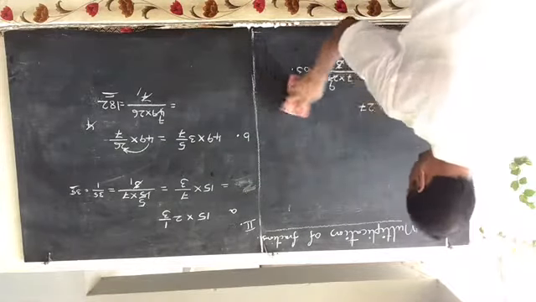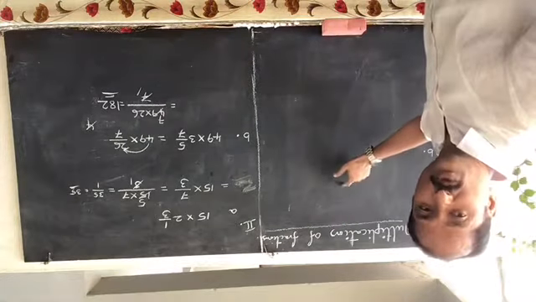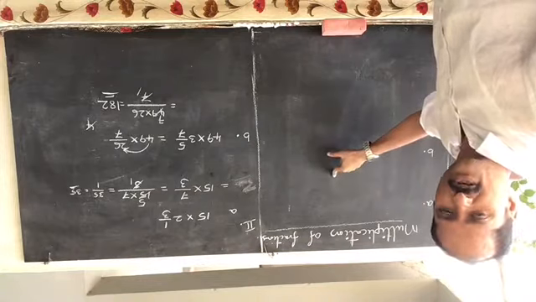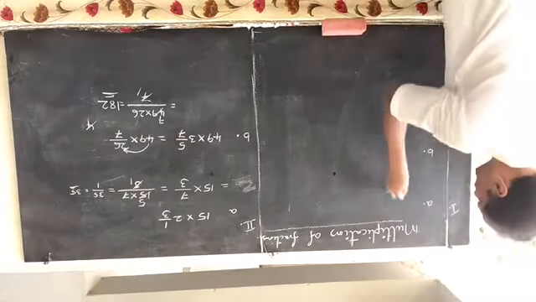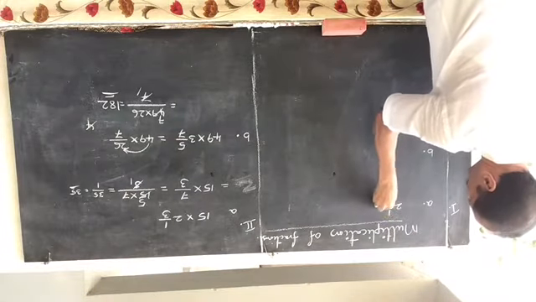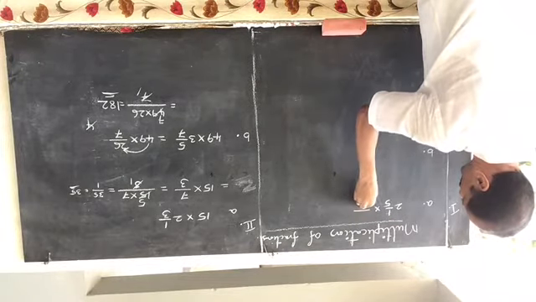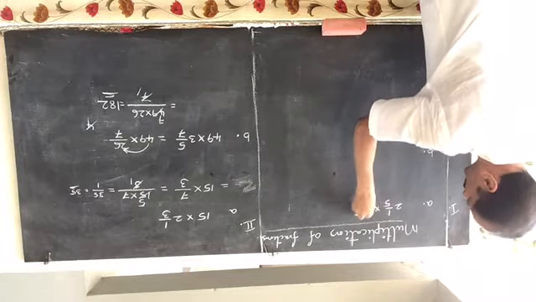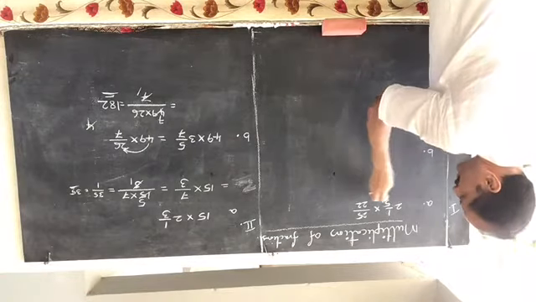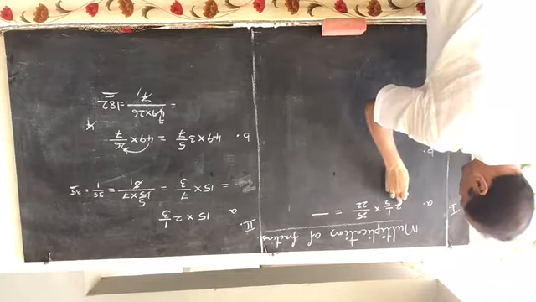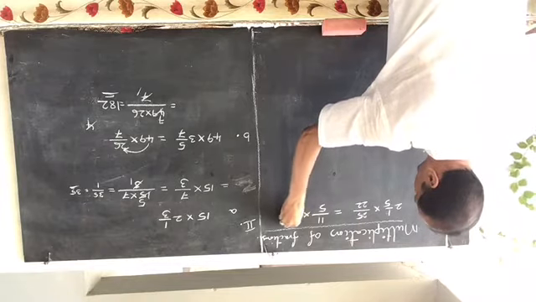Very simple. In the first question itself we did this: we converted the whole number into a fraction. In the same way, for fractions, just multiply with the fraction. For example, 2 1 by 5 into 25 by 22. Convert this mixed numeral into improper: 5 twos are 10 plus 1, 11 by 5 into another fraction 25 by 22.